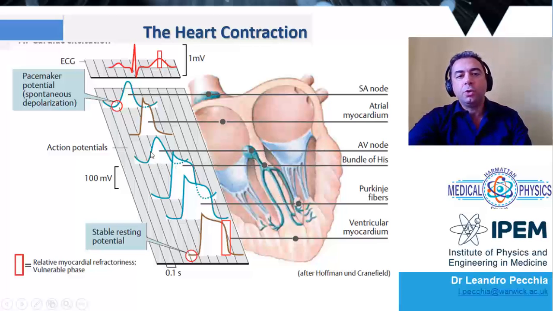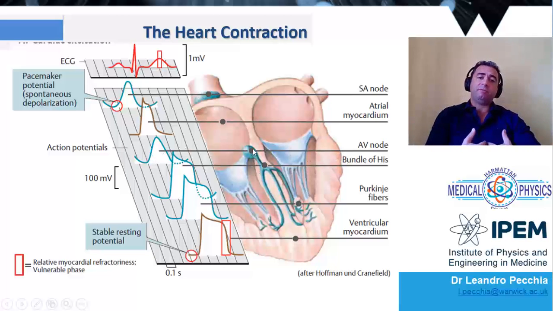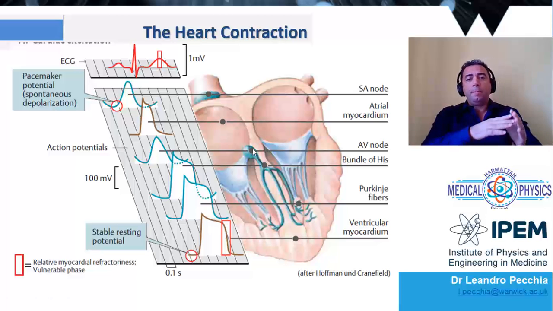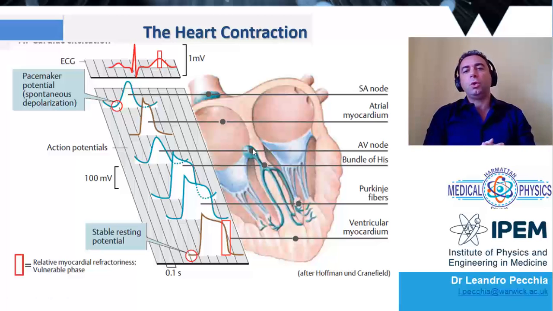The atrioventricular nodes have a behavior which is similar from the electric point of view to the sinoatrial nodes. It's just that this is larger. Why is it like that? Because the atrioventricular nodes can also self-excite themselves, but they are much slower than the sinoatrial nodes. And this is a mechanism of the heart in order to protect from blockages.